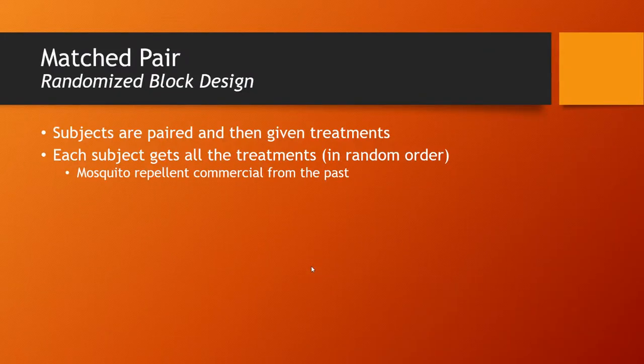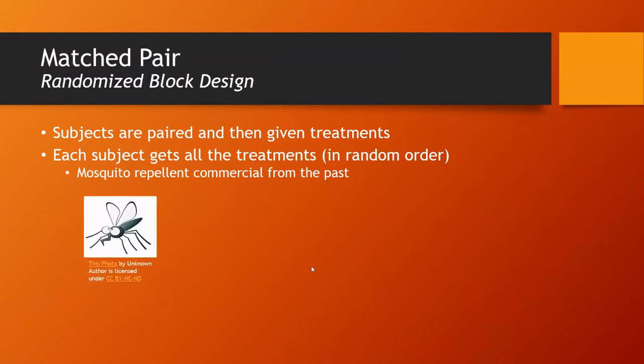Okay, so in that example, I didn't have to pair the subject. The subject, the man, had all the treatments. He had the placebo, which was no mosquito repellent, when he put his arm in the cage first, and then he actually got the treatment. He got the mosquito repellent and then put his arm in the box. So that is the most ideal matched pair, where every subject gets all the treatments. Sometimes that's difficult to do. Oh, sorry, there's my little mosquito guy.